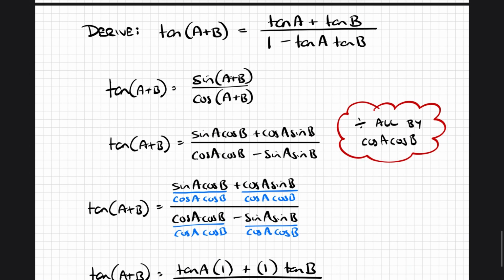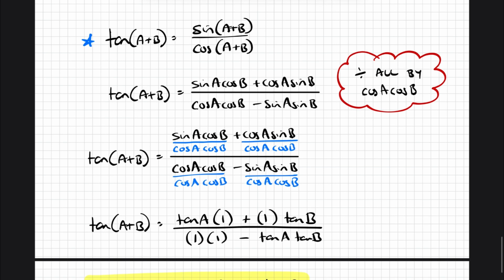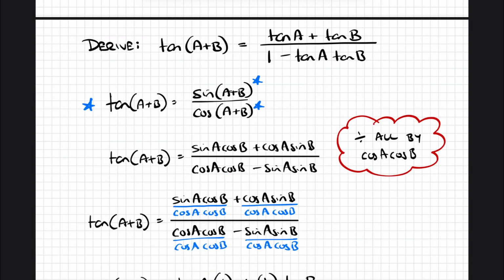So, 3 rules we're going to focus in on. First is our rule for tan A equals sin A over cos A. And our second thing is to replace in these 2 guys here once we've done that. Okay, that is it for tan(A+B).